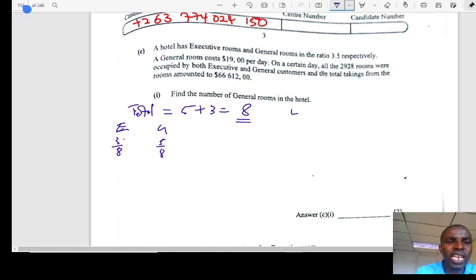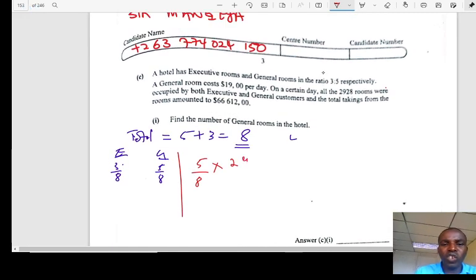The general rooms, their number is actually 5 over 8 of the total number of rooms available, and on a certain day, all the 2928 rooms were occupied. So 2928 are the total number of rooms available. So of these 2928, how many are general rooms? Then you can just use a calculator.